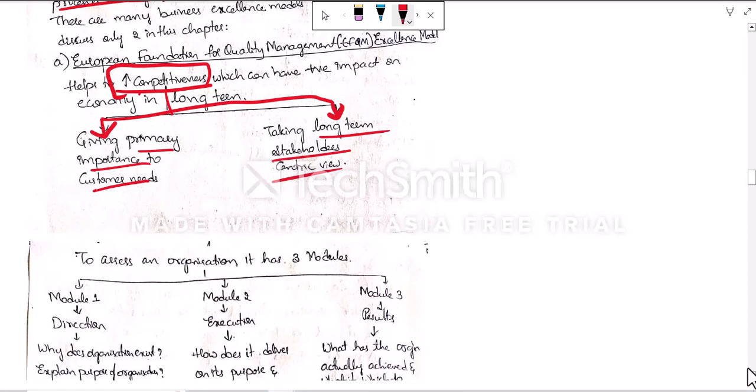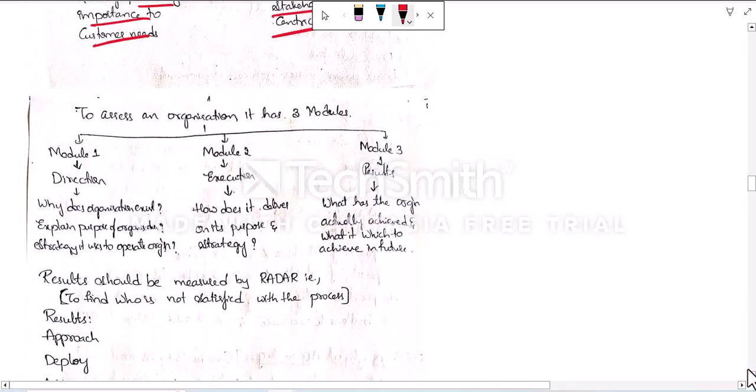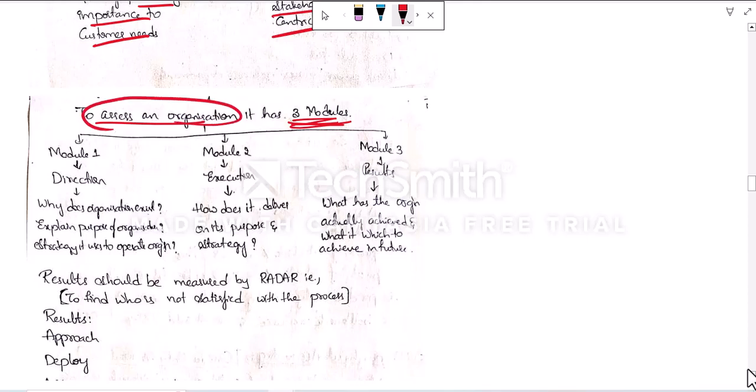Customers are not the only stakeholders, there are many others dependent on your company. You should take all the stakeholders into consideration. According to the EFQM model, we have three stages to assess the organization. One is direction, second is execution, and third one is the results.